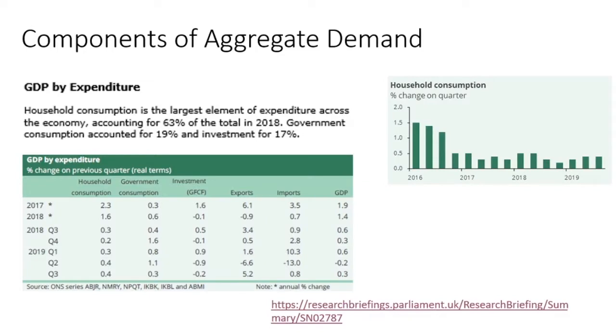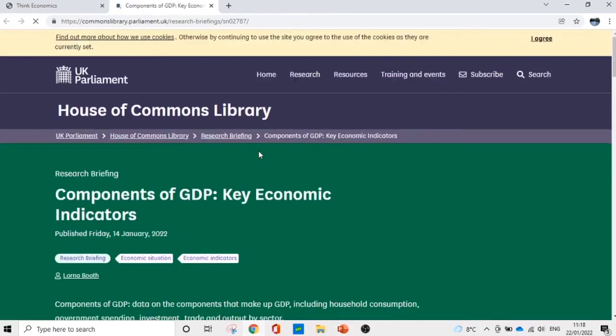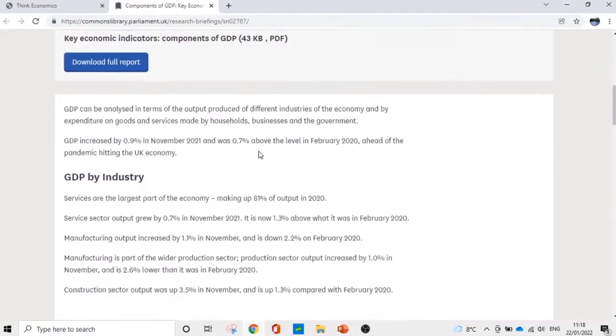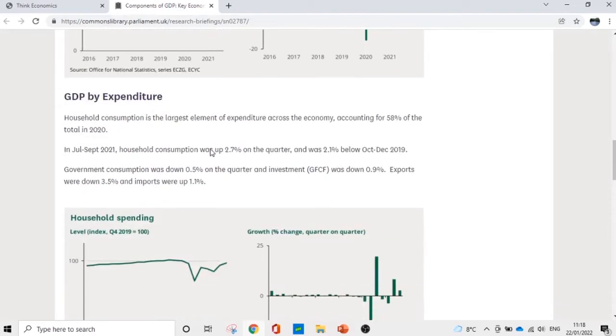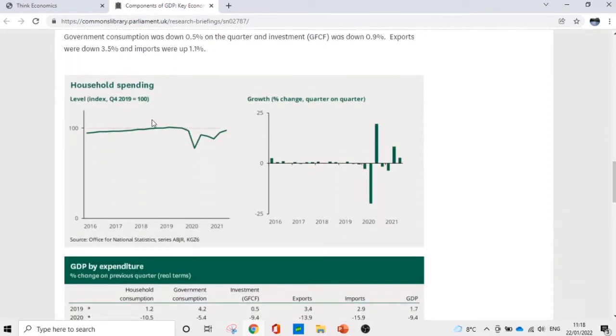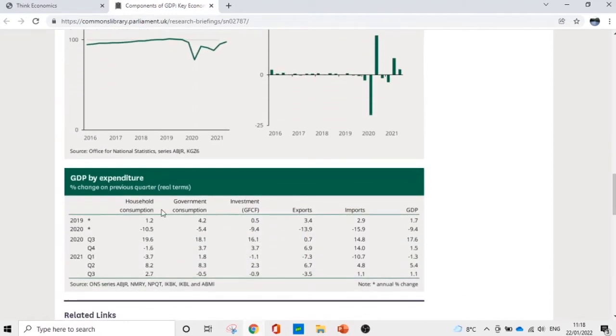I find this really interesting, and it's really useful to know how much each component of aggregate demand actually takes up in the economy. And it's useful to know that household consumption is the largest element of expenditure. In 2018, it accounted for 63% of aggregate demand. If we click on this link and go to this research briefing in Parliament, it will show us what's happened recently, and here we can see what's happened to the service sector. And here's household spending. Household spending took a bit of a dip in 2020 due to the pandemic.